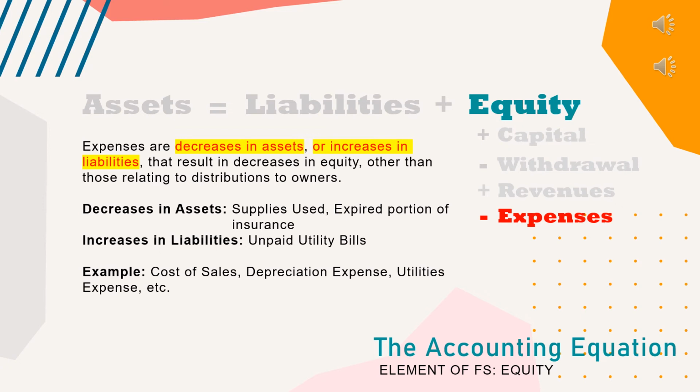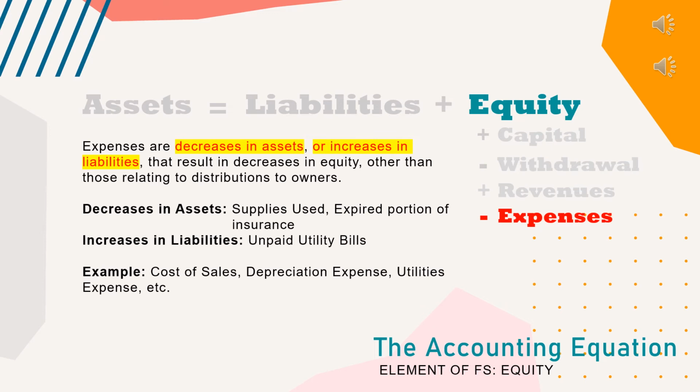Another example, when we purchase insurance at the start of the year that will cover us for 12 months, we initially record that as an asset called prepaid insurance. After 1 month, a portion of that insurance cover already expired. That is, for 1 month. If we are going to prepare an income statement after 1 month, we should decrease our asset prepaid insurance for that 1 month portion, and that decrease in asset will be recorded as insurance expense.